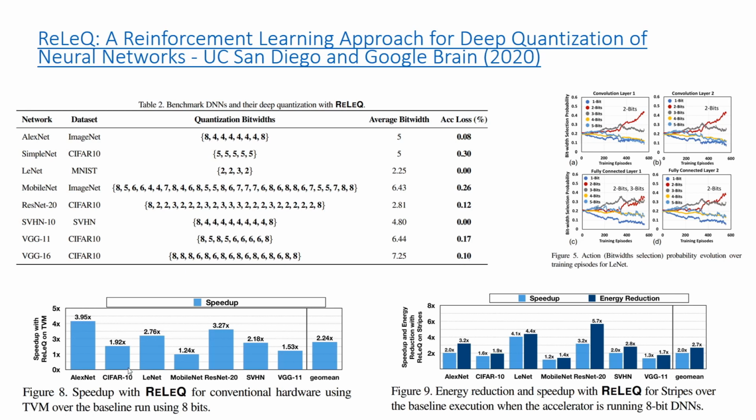And you can see the runtime results for ReLeQ tried on conventional hardware using TVM, and the baseline is basically the same network with 8 bits without quantization, and the runtime speedup is pretty good. And then they tried it on an accelerator, Stripes, and you can see the improvement in speedup and energy reduction for it.